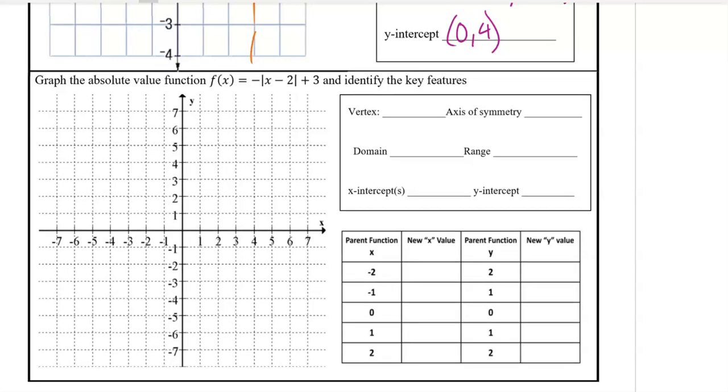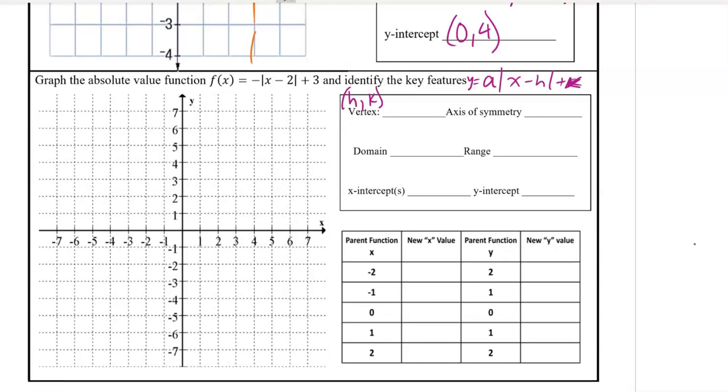Graph the absolute value function f of x equals the negative absolute value of x minus 2 plus 3, and then identify the key features. Okay, so when we graph an absolute value function, we first need to look at the vertex. The vertex is going to tell us where the graph begins. And the values that represent the vertex are h and k. Our absolute value function is written in standard form, which is y equals a times the absolute value of x minus h plus k. So this is the positioning of each of the values.